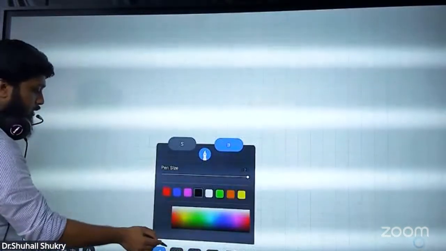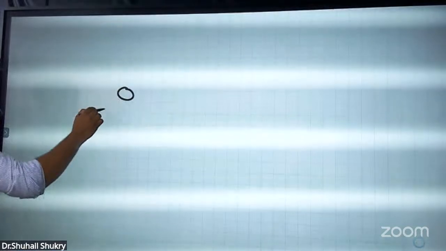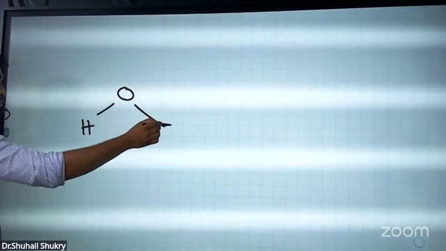Now, I will draw a few molecules and show you. We'll think of H2O. Everywhere, whenever we go, the first thing is H2O. I will show you the hybridization of these things. I'll take H2O like this, to draw H2O.